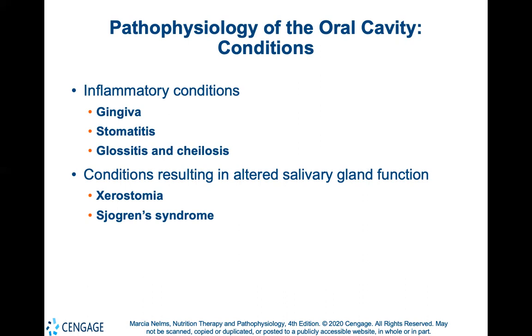Gingivitis is an inflammation of the gingiva. In gingivitis, the gums appear red and swollen and often bleed. The tissue is very tender and painful. Other symptoms include fever, loss of appetite, foul breath, and a bad taste in the mouth.